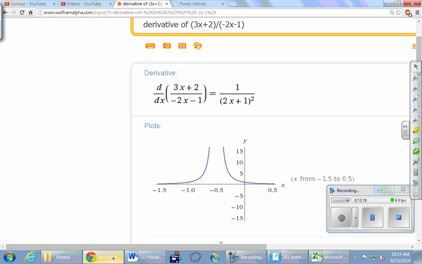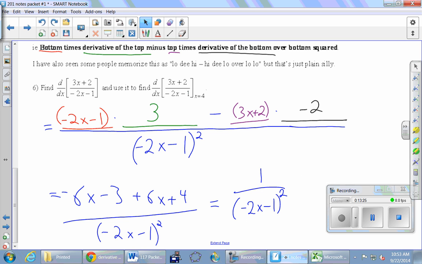Okay, and does this final answer look like what Wolfram Alpha said? Let's see. They say 1 over 2x plus 1 squared. Is that what we got? Yeah, we had minuses in front here. They did something kind of funny where they factored the minuses out, but then it was squared, so it just became positive anyway. This is what I'm expecting as your answer, but it's equivalent to what Wolfram Alpha says.